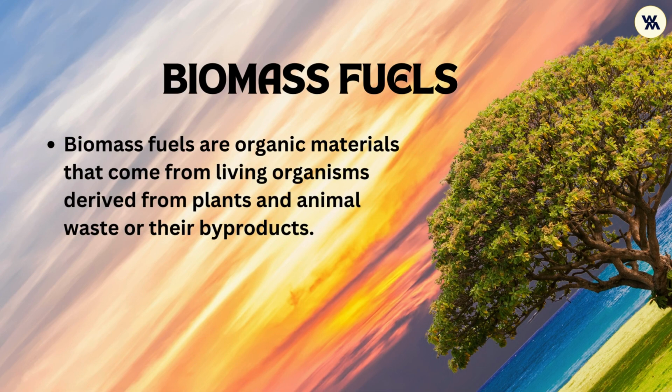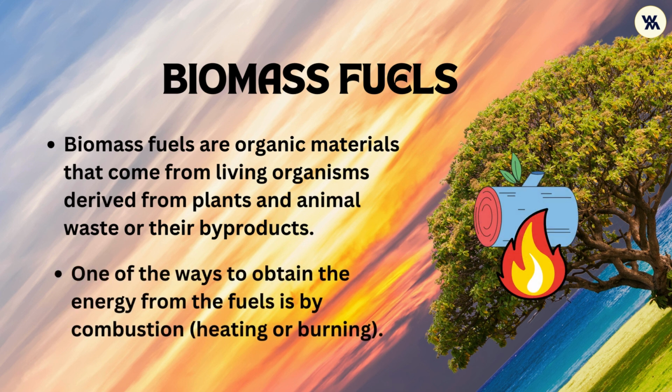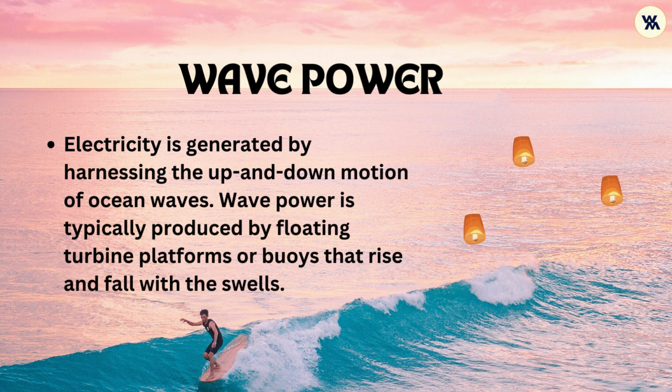Next is biomass fuels. These are organic materials which come from living organisms, derived from plants and animal waste or their byproducts. One of the ways to obtain energy from the fuels is by combustion, which is heating or burning these types of fuels. Now we can go to wave power. This uses electricity which is generated by harnessing the up and down motion of ocean waves. Wave power is typically produced by floating turbine platforms or buoys that rise and fall with the swells.